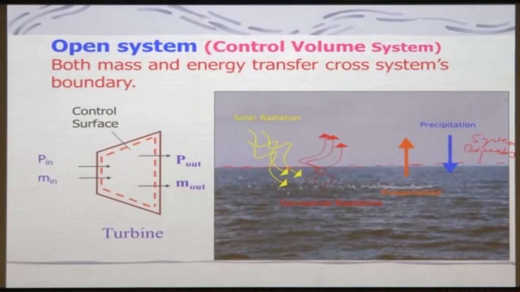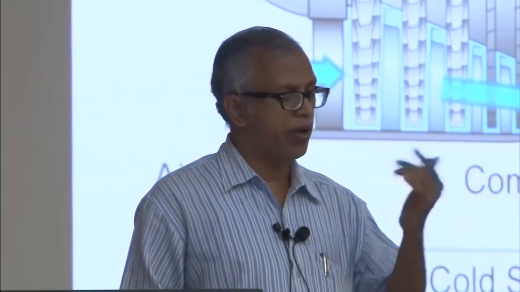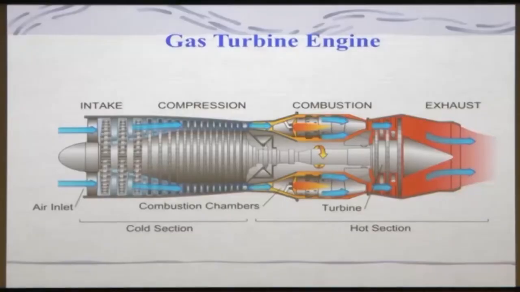So let us consider an example. If I consider a gas turbine engine, which is quite complex in nature, what we use for power generation, and also for jet engine applications to provide thrust to aircraft and other vehicles. If you look, there is a compressor and an air intake. The flow will be entering here, the pressure will be increasing, and you will be giving some work through the shaft.